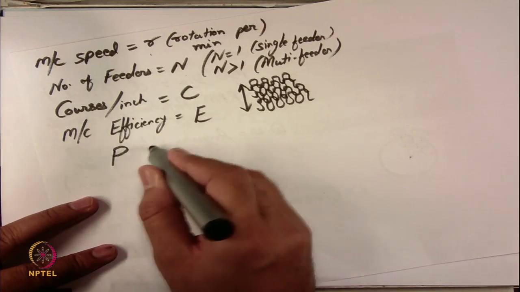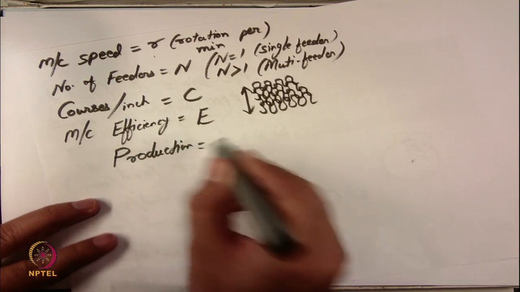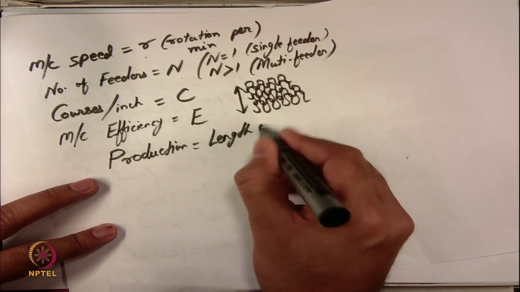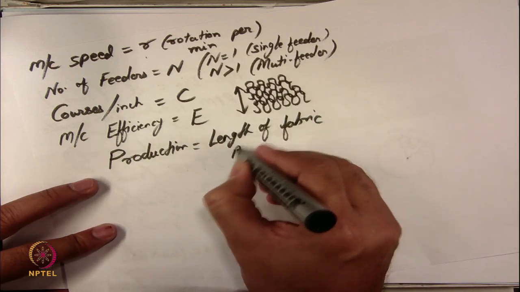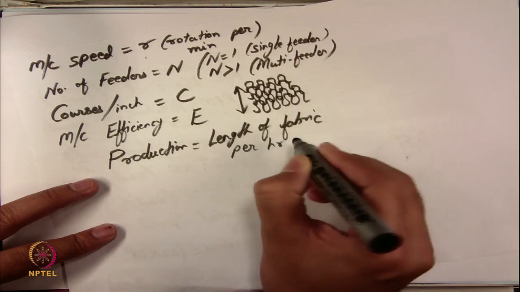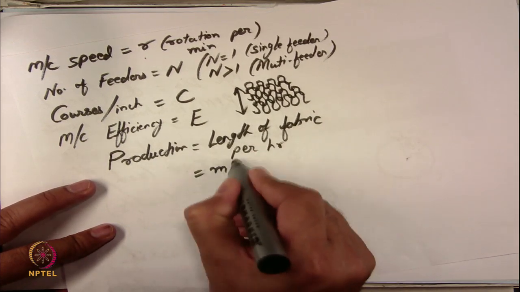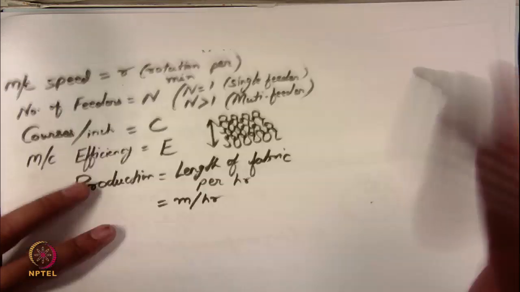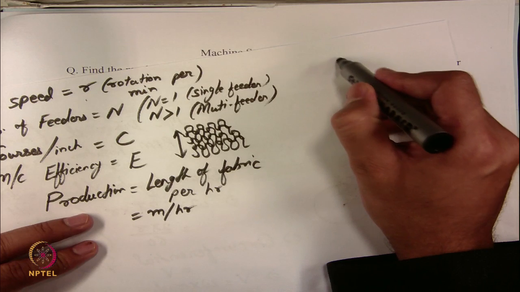So, fabric production, which we can describe in length of fabric per hour. So, length of fabric per hour can be expressed in meter per hour. Okay. So, if you carefully see the machine, if you go and see the lab demo, we have shown you.